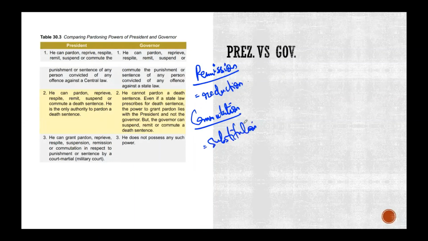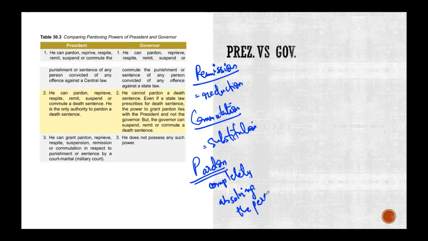Can you give me an example? So let's say there is a death sentence. Now that could probably be changed to some sort of simple imprisonment. Great. What about pardon? What does pardon mean, in polity terms? Removing all sorts of punishment. Perfect, Sangeeta. So completely absolving the person from all punishments. Okay, what am I missing?